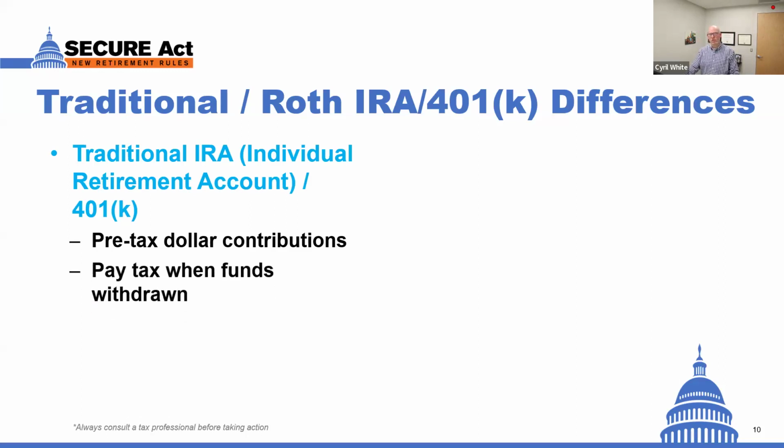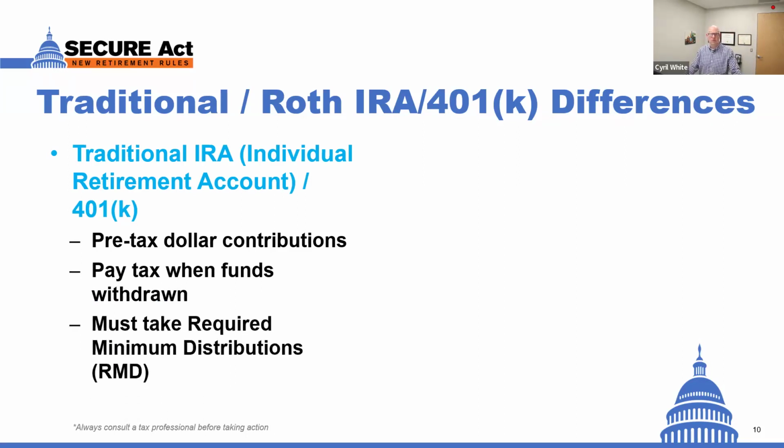And in a traditional IRA, you've gotten a tax break on the money you put in the year you put it in, but you're going to pay taxes on those dollars in the years you take them out. So tax break currently, taxes in the future.